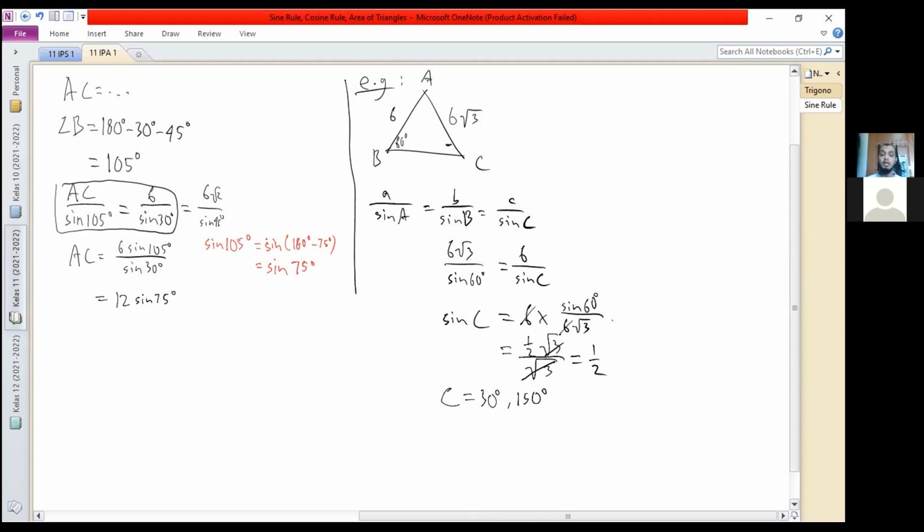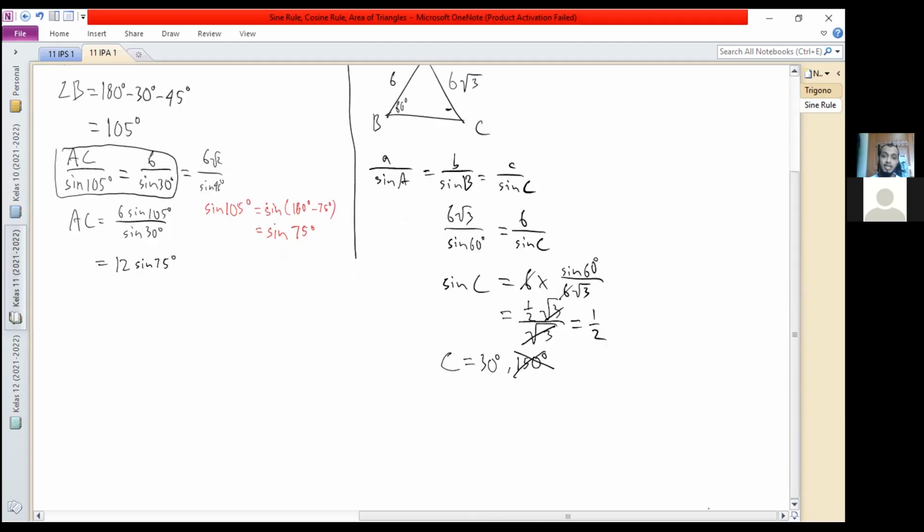Again, you can check using a related angle. But in this case, we don't want this other solution, because if we have 150 degrees, then the sum of the angles will be more than 180. So the second solution is not possible. So we found C, and then by finding C, we can find the other angle, which is A, and then we can also find BC.